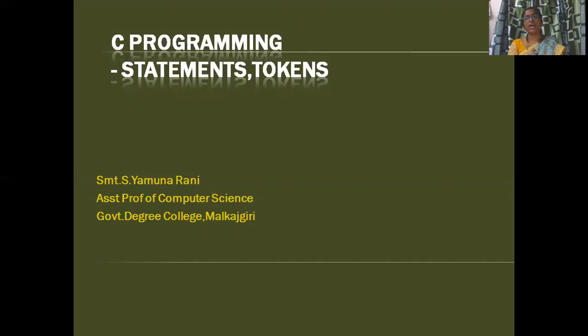The next thing is how to form a statement. And like parts of speech we learn in English, here we have to know the individual words which we are going to use in our language. They are nothing but the tokens. In this video lesson, we'll see what types of statements we have in C language and what the tokens are. Tokens are nothing but the individual words available in C language.